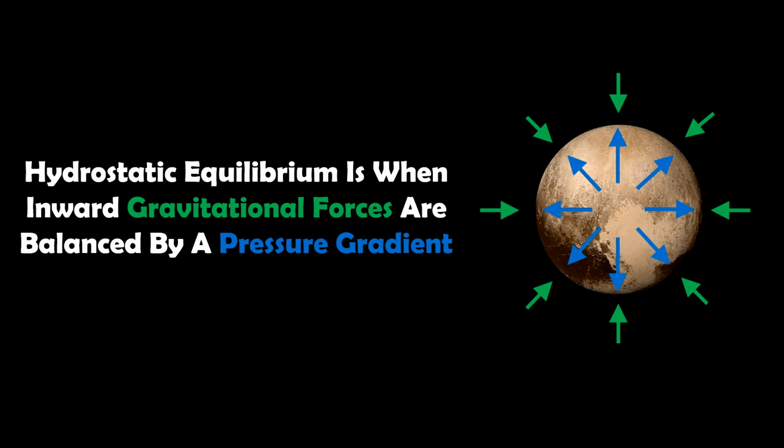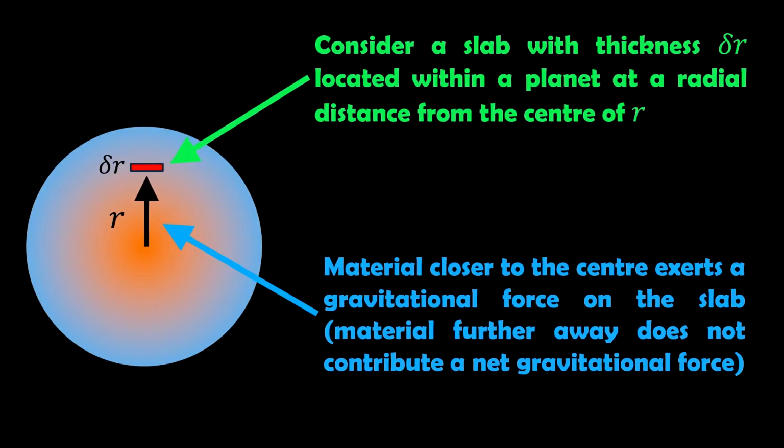So what is hydrostatic equilibrium? Well, this is where the inward gravitational forces that are trying to collapse the object are balanced by a pressure gradient, an outward pressure which balances against gravitational forces. So it is in equilibrium. It's not collapsing, it's not expanding, it's staying the same shape, or same size, I should say.